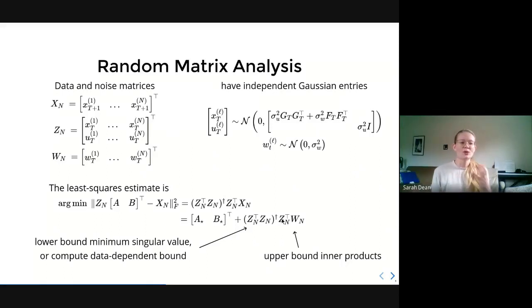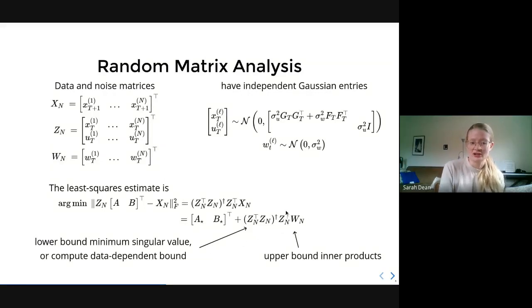We need to lower bound the minimum singular value here. Or we could just use this to compute data-dependent bounds, which can be useful in some settings because Z is just the states in the input, so we do observe that directly. That's a lower bound that needs to occur.